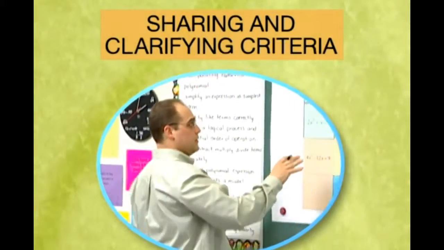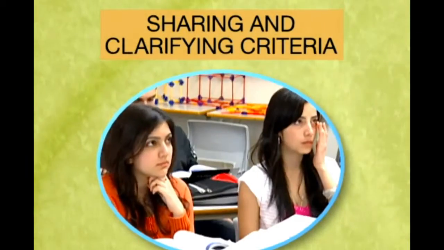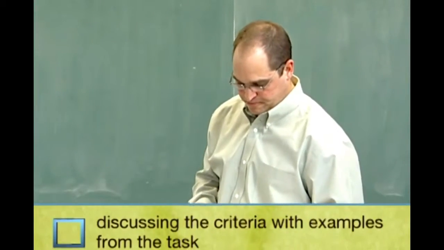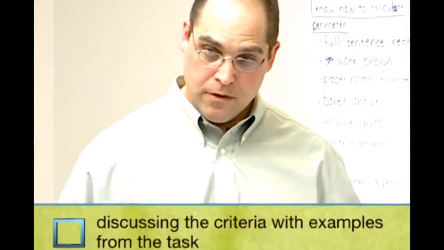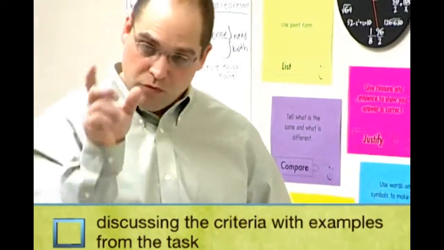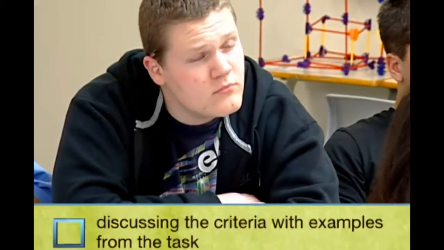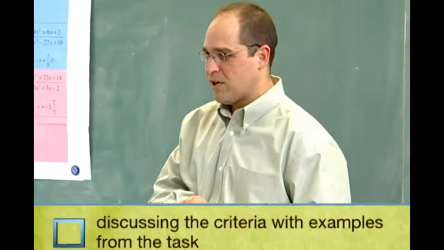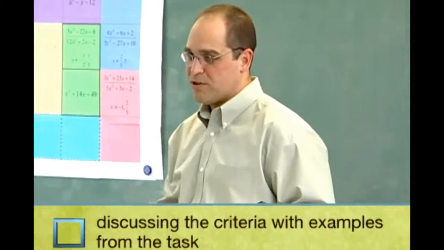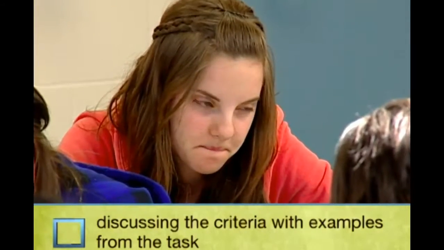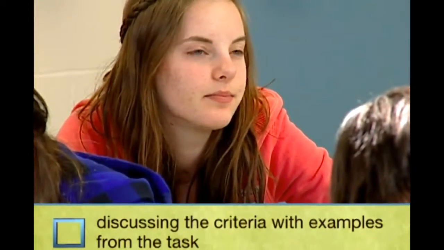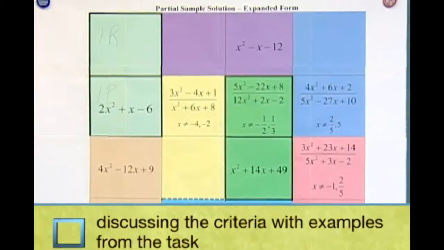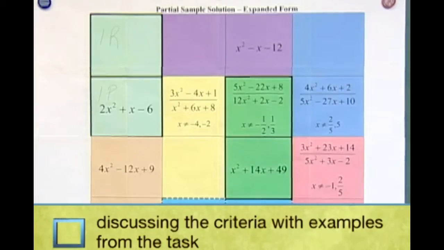Teachers can use a variety of strategies to help students understand the criteria. For example, discussing the criteria with examples from the task. Okay, so you've had some time to look through the task and to read through some of the requirements that are there. We're going to discuss a couple of sample solutions, and we're going to look at what is involved on your part in order to make this happen. I do have a sample here that is partially completed. You'll notice that every tile is going to contain one rational expression and one polynomial expression.